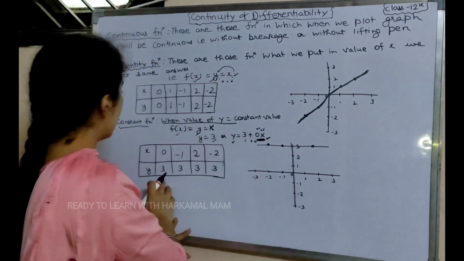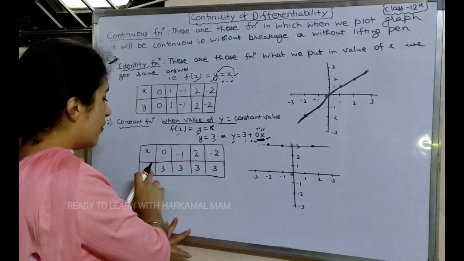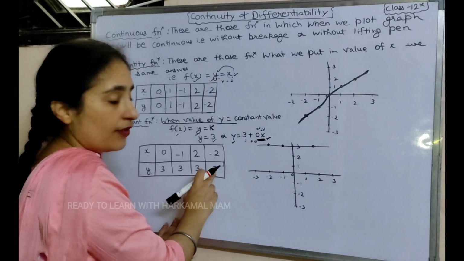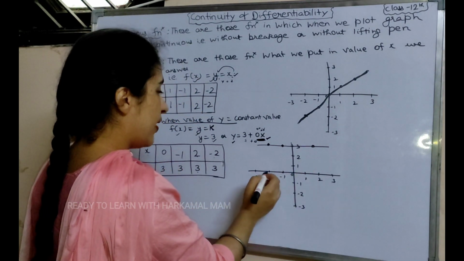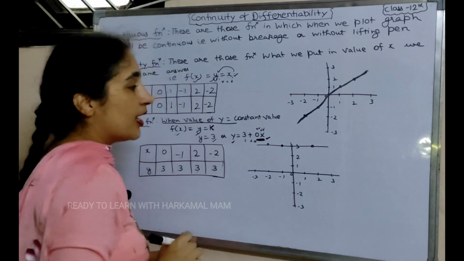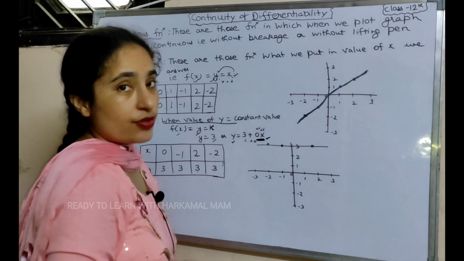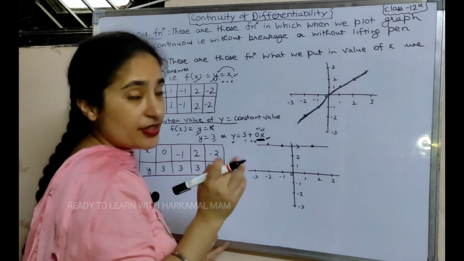This is the meaning of the constant function, where y is equal to 3. The value of y is 3 when x is minus 2. These are the points, so let's plot these points.